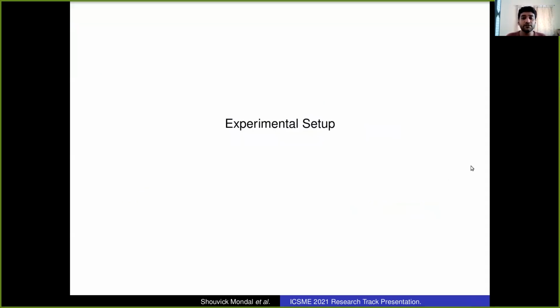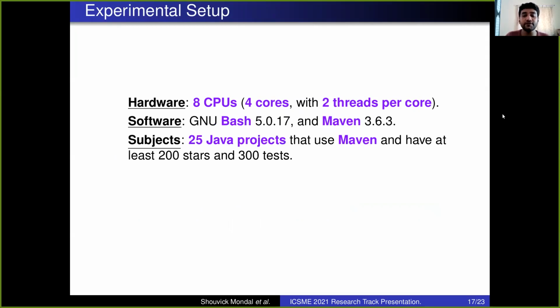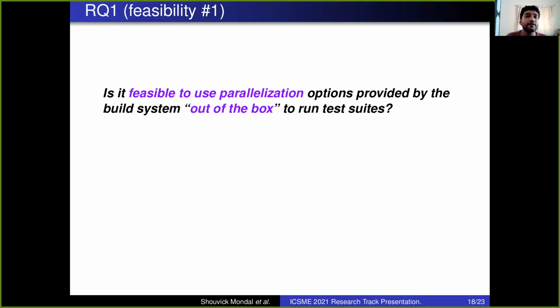At the end of the 3 stages, we do have some acceleration. In the experimental setup, we used hardware with 8 CPUs: 4 physical cores with 2 threads per core. We use 25 Java projects from GitHub that use Maven, to make sure that the test cases failing from the parallelization perspective are due to parallelization itself and not due to non-determinism in the sequential setting. We ran each test suite 10 times and eliminated those test cases that had faulty behavior due to non-determinism in the sequential setting. The first research question is: is it feasible to use parallelization options provided by the build system out of the box to run the test suite?